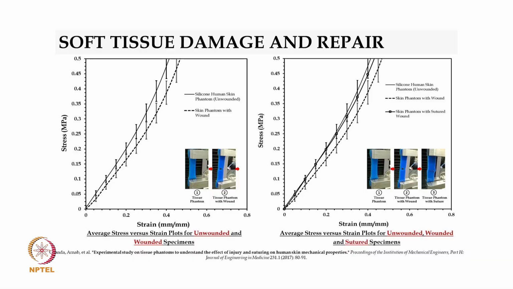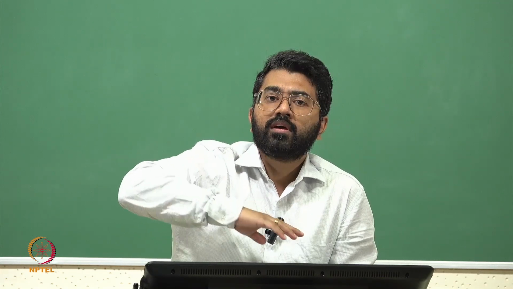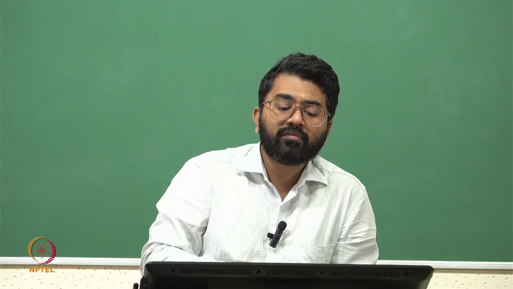So in the plot on the very left, what we saw was the average stress versus strain for an unwounded and wounded specimen. So we took the average of all the mechanical responses which we got from testing of all the wounded and the unwounded specimen. Unwounded is the skin simulant by itself, right? And all the wounds are different shapes of wounds. We took the overall properties and took an average of that with the error bars.